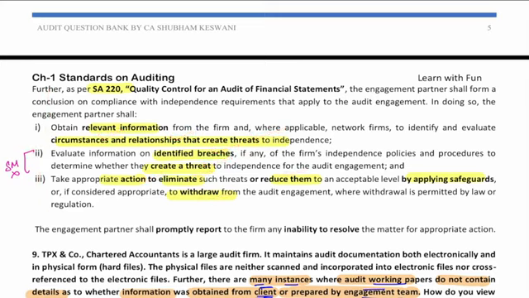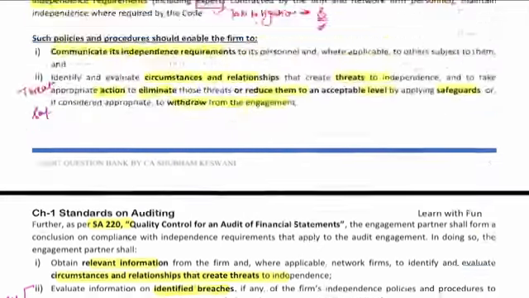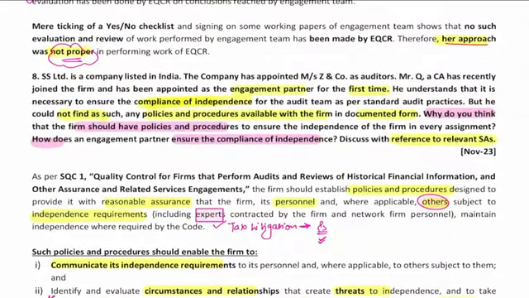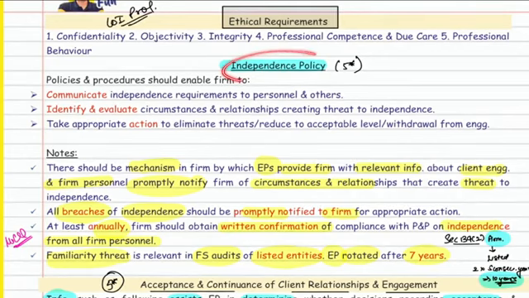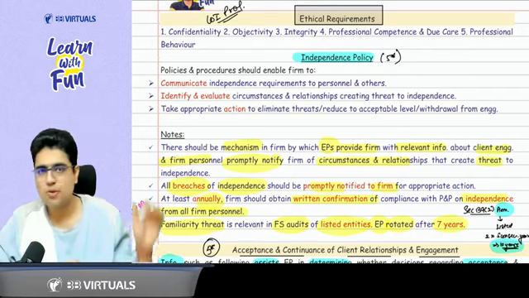Easy peasy, sir. And lastly, in case you are not able to resolve the matter, then report to the firm. Got it? Got it, sir. So please make sure that you do this independence policy part very properly. Now everyone look at the board. 3-4 more points are given.